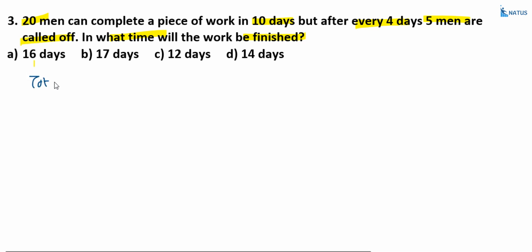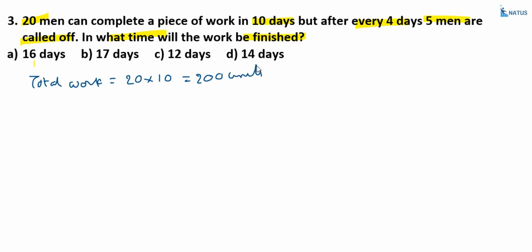What is the total work? Total work is equal to 20 men into the number of days, that is equal to 200 units. First, 20 men can do the work in 4 days. So 20 men in 4 days, how many units will be finished? That is equal to 80. After 4 days, 5 men are called off.